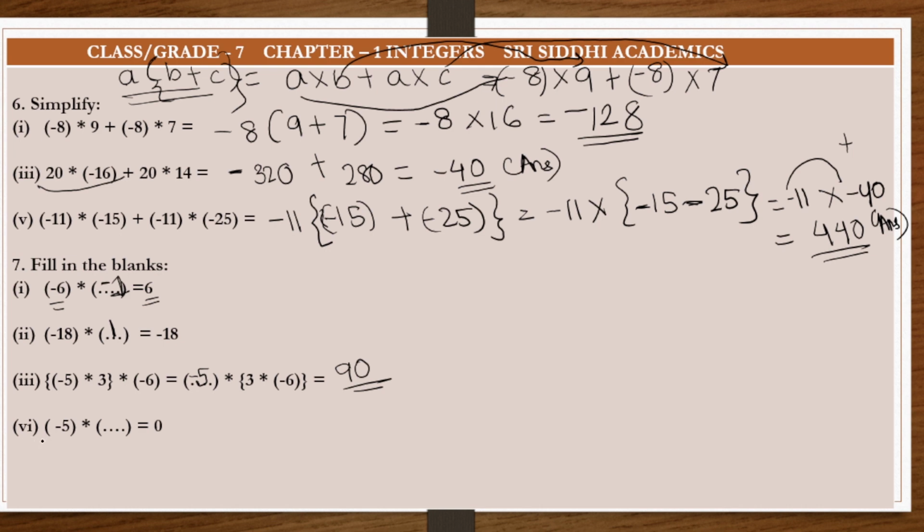Now question number 6 says minus 5 into what is equal to 0. Any number which is multiplied by 0 gives the product as 0. So it is going to be 0 in the bit 6 answer.